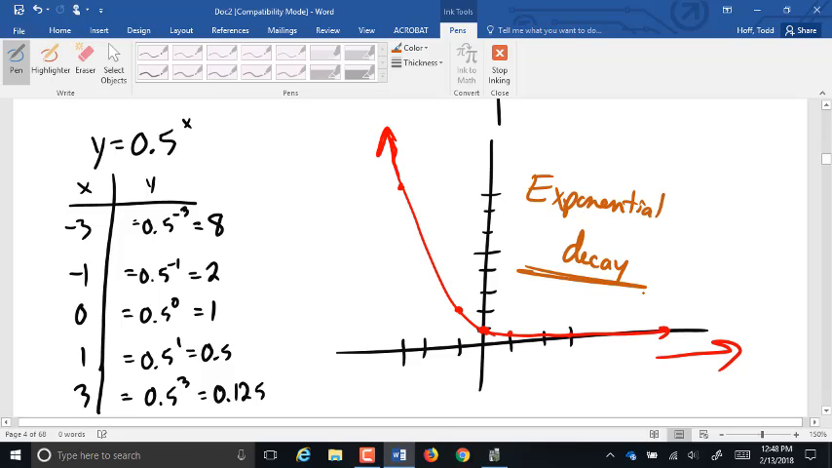This one is actually quite important to you guys because this is how the charge on a capacitor decays. The more charge is on there, the faster it discharges. But as the charge decreases, it discharges slower and slower and slower until it hits nothing.